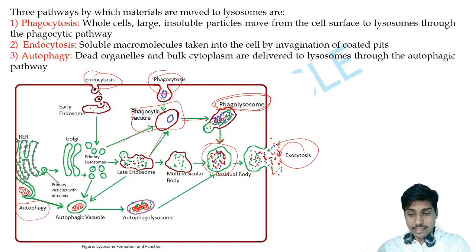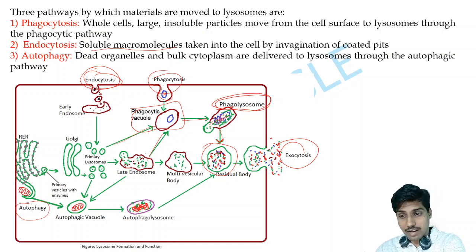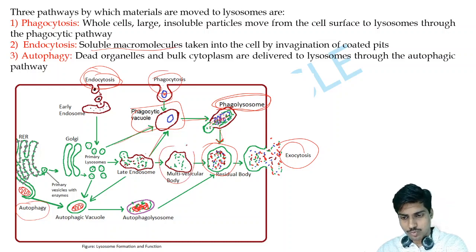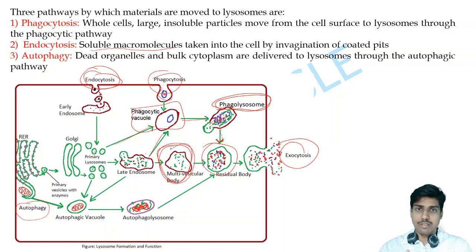Okay. Then the second process is endocytosis, which we have already gone through. Soluble macromolecules are taken into the cell by invagination of coated pits, right? So the receptors at the plasma membrane help, because there has to be a kind of receptor to endocytose the foreign particles or get the foreign soluble macromolecules inside. Once endocytosis occurs, it forms the early endosome, the late endosome, and further it goes to another body called the multivesicular body.